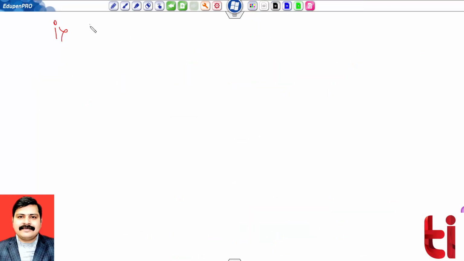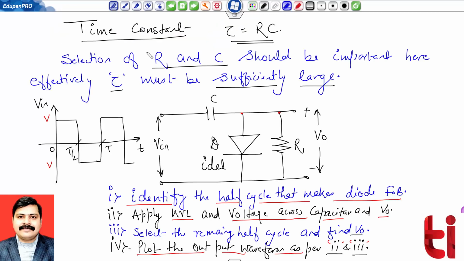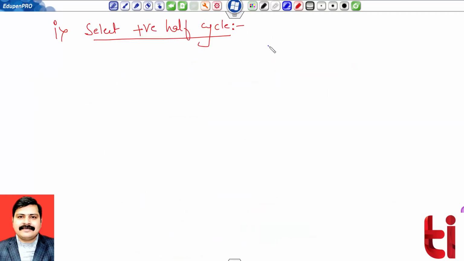So step number one, select positive half cycle. Now if you can see the nature of my input signal, it's a flat signal. For the positive half cycle, that means from 0 to T by 2, I will have the value of signal V. Okay, so my diode will be forward bias in that period and capacitor will be charged with the like polarity. So let's draw the circuit diagram for this case.